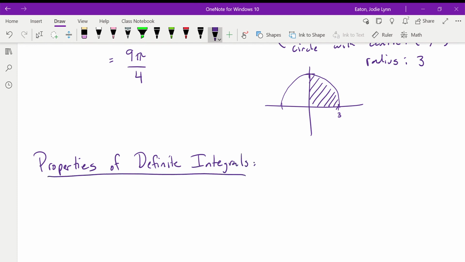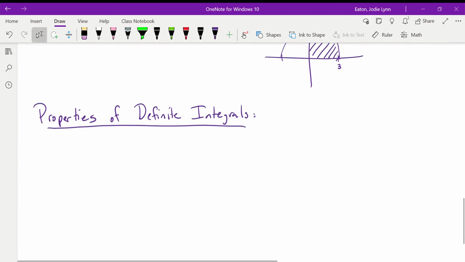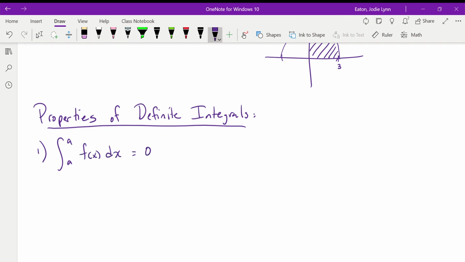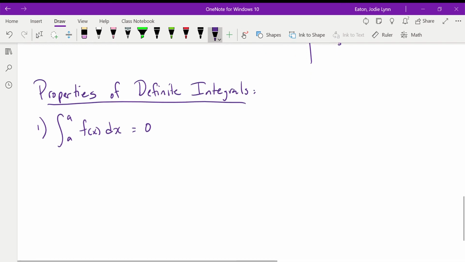Okay, and there are a few, and then we'll look at an example of how we can use these to combine some stuff. So the integral from a to a of f of x dx equals 0. So if you're trying to take the area under a curve at just one point, from only one point, it's 0.